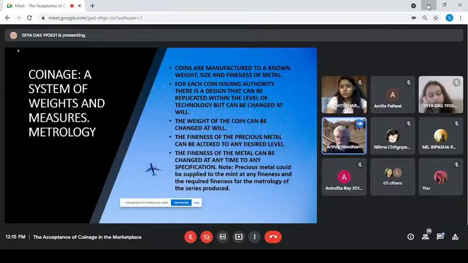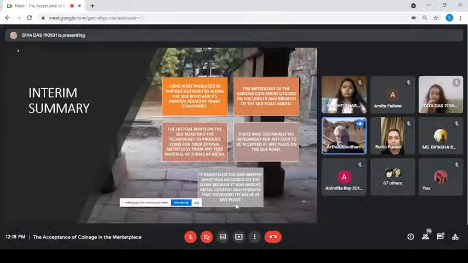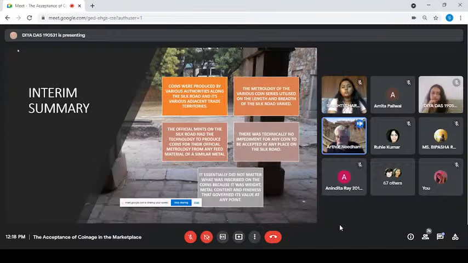Obviously, a coin produced, say, in the Kushan Empire was going to be different to a coin produced in China, was going to be different from a coin produced in one of the many empires in India. The official mints on the Silk Road had the technology to produce coins for their official metrology from any feed material of any similar metal. So if you were in, for example, Iran, in one of the empires there, they could take your silver coins, melt them down and produce them into their silver coins. There was technology, no impediment for any coin to be accepted at any place on the Silk Road.